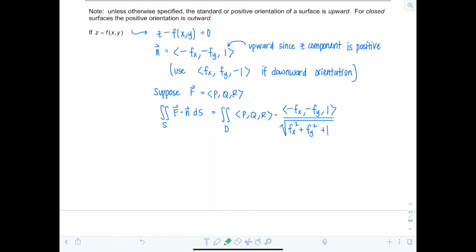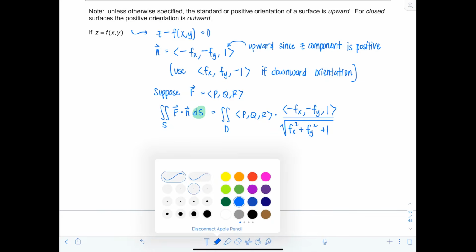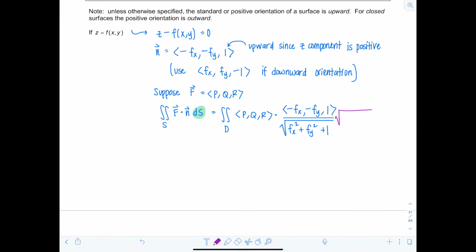Now hold on. What's dS? dS is the square root of partial with respect to x squared, partial y squared, plus 1, dA. This is dS. So what happens in practice? You don't have to worry about making n a unit vector since the magnitude will cancel out with the corresponding quantity in dS. Isn't that convenient for us?